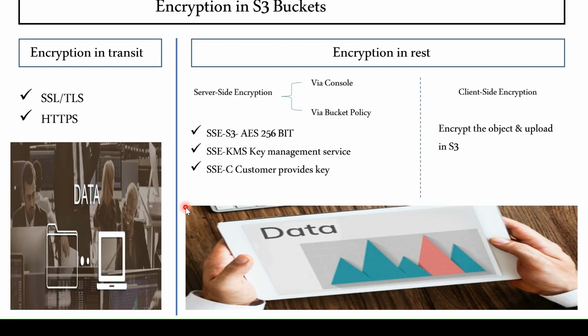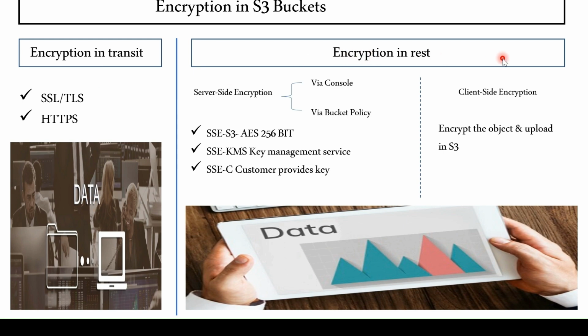So let's move forward to encryption in S3 buckets. S3 buckets follow some encryption policy. There are basically two types of encryption. Encryption in transit means when the data is in a moving state, when the data is getting transferred from S3 to EC2 or S3 to other modules. At that time there are two methods to apply encryption. One is to apply SSL or TLS, and the other one is to apply HTTPS encryption.